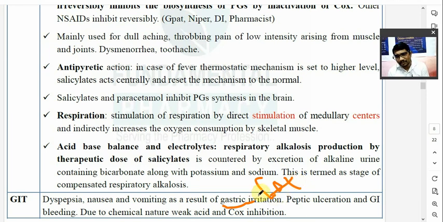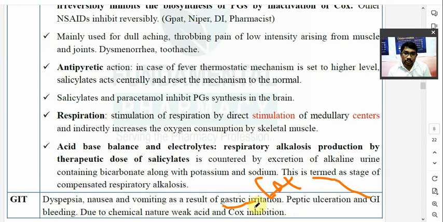COX inhibition in the inflamed tissue is beneficial, but inhibition of COX in the GIT is a pathology. In the GIT, prostaglandin is important. It has a negative role in acid formation. It has a protective role in the stomach. Due to inhibition of COX in the stomach by aspirin, that also leads to ulceration.